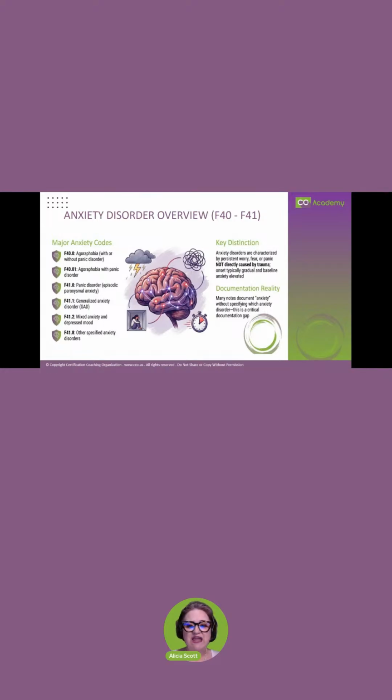They're just anxious most of the time is the way they look at it, and will say it, and you'll see that in the HPI a lot. And here's the documentation reality. Many notes just document anxiety without specifying which anxiety disorder. I see this all the time. There's a critical documentation gap there. So we as educators and as specialists in the code set need to relay that to the clinicians.